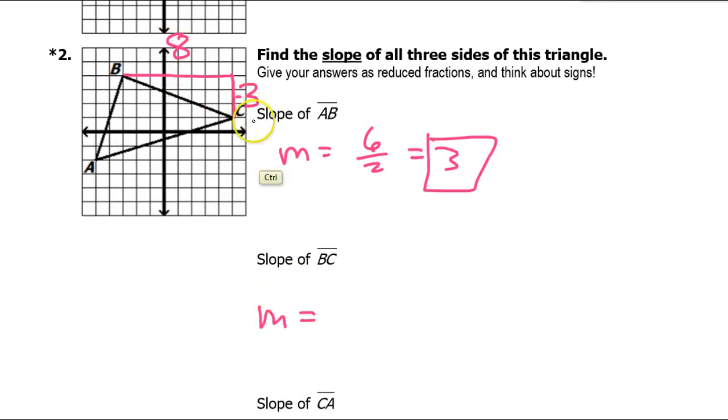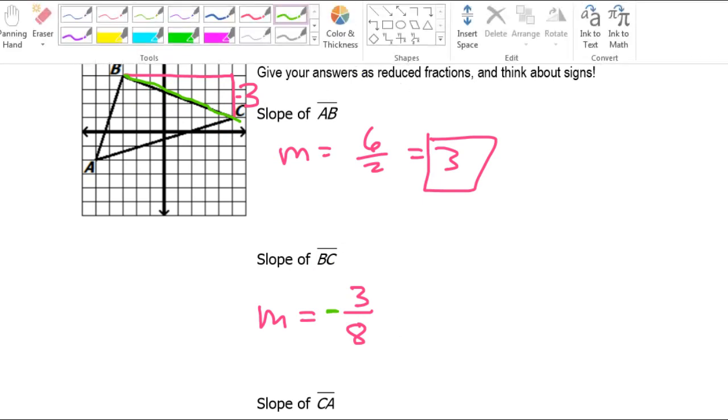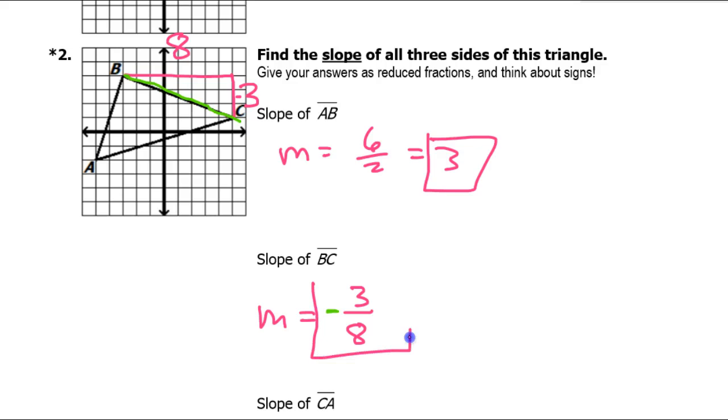Rise over run, vertical over horizontal. I know I'm going to have 3 over 8. It's just a matter of whether or not it's going to be positive or negative. I like to just look back at it and ask myself, from left to right, am I going uphill or downhill? And in this case, it's falling downhill. That's what really tells me that this is going to be a negative slope. Okay, so this slope is going to be -3 over 8.